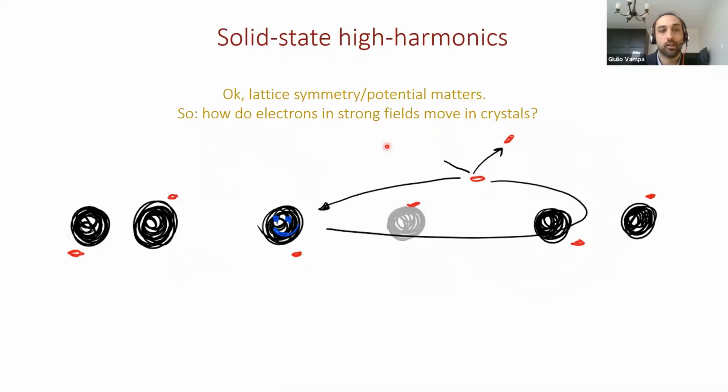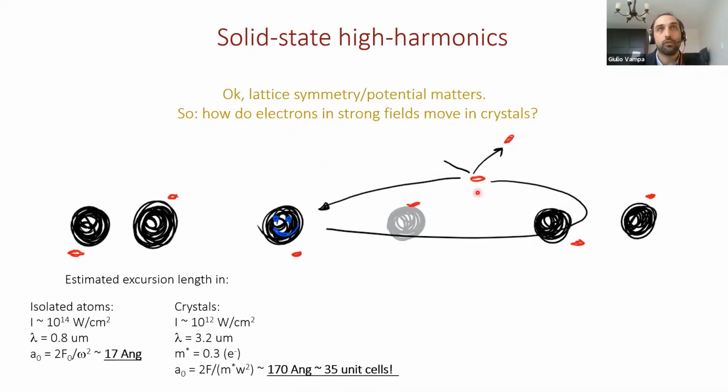So the potential matters, but now the question I want to answer for you is, how do electrons really move in crystals when you add strong fields to them? I find it useful to put a few numbers down to estimate what the length scales involved in high field physics in solids are. One of the lengths you're probably used to is the ponderomotive radius, which basically tells how far the electron travels from the ion. In isolated atoms, assuming standard parameters, 10 to the 14 watts per square centimeter and 800 nanometer wavelength, you end up with a 17 angstrom separation.